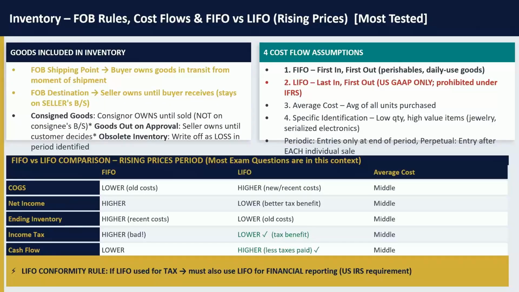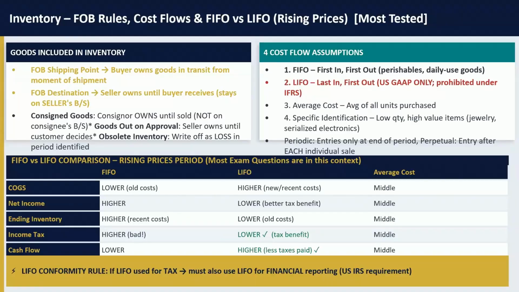Then obsolete inventory. Obsolete inventory means this inventory you can't sell anymore to the customer because it is not according to the specifications. It is not suiting the tastes and preferences of the customers anymore. And at that time, we will be writing it off as a loss. Next up, how do we account for our cost flow assumptions?